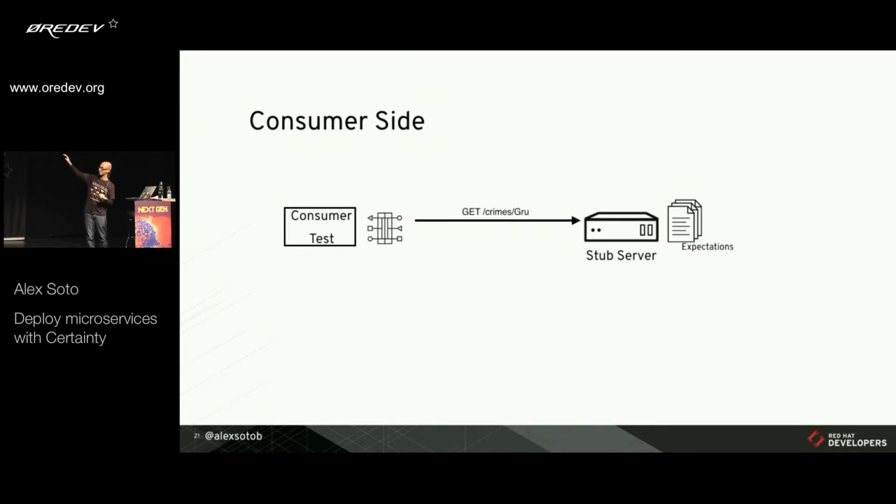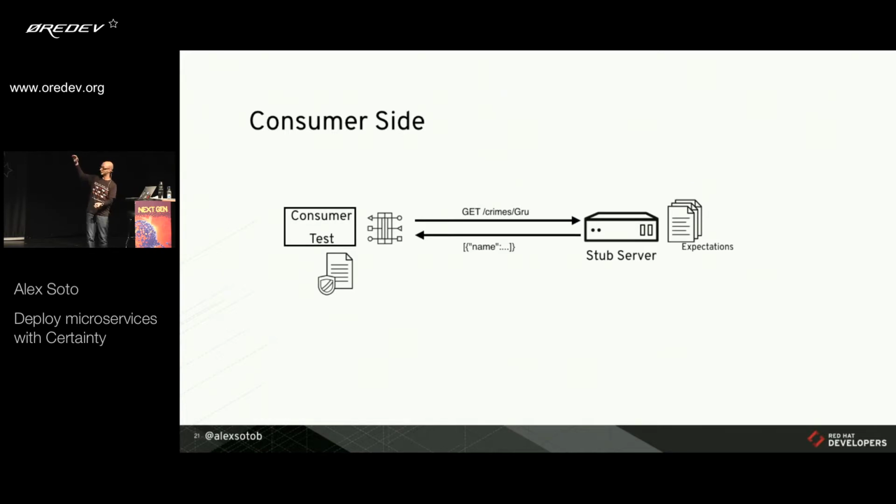So for example, your class is going to do something like get /crime/gru, and the stub server will say, okay, for this location and these parameters, I need to return you this JSON object, which in this case is the JSON array that we have seen before. And then the consumer test will say, okay, I'm going to consume this, and if I'm able to consume it, then I'm going to write the contract.